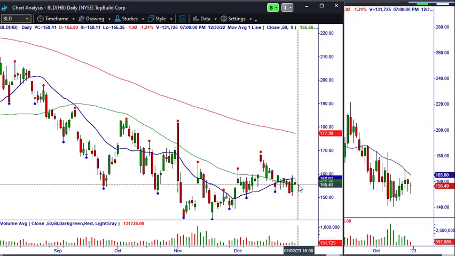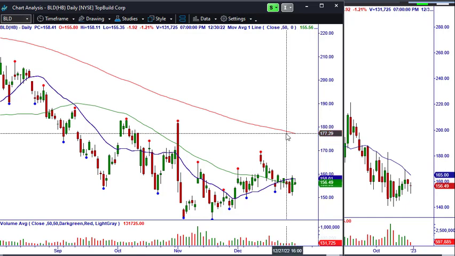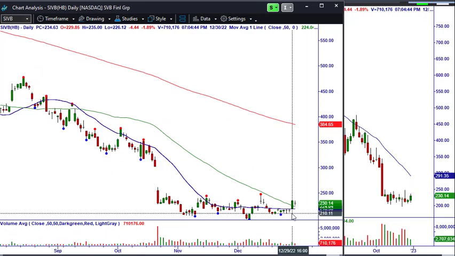BLD, red bar ignored, closing breakout, inside bar, good to go. 1, 2, 3, bottoming pattern, closing breakout, closed above the 20 and 50, monster price void.